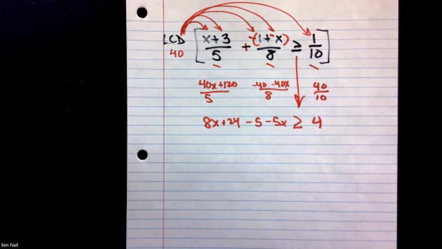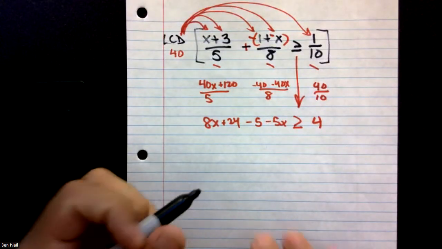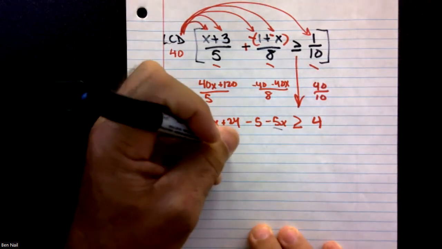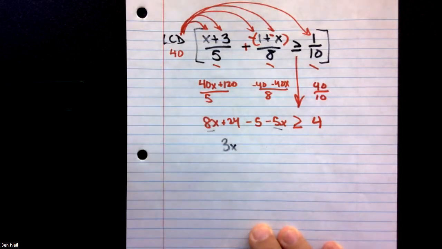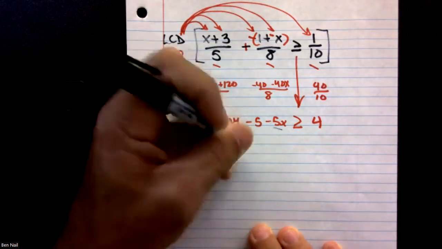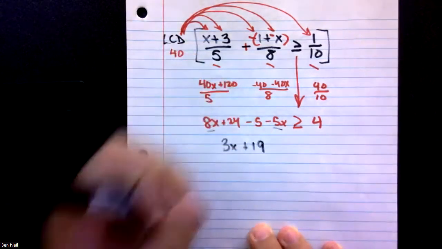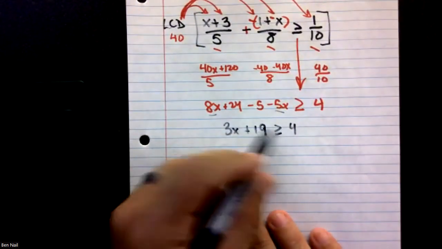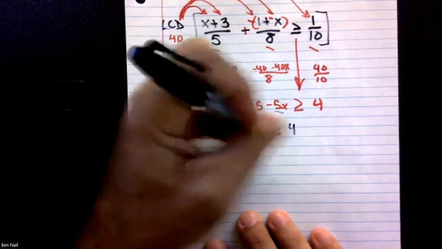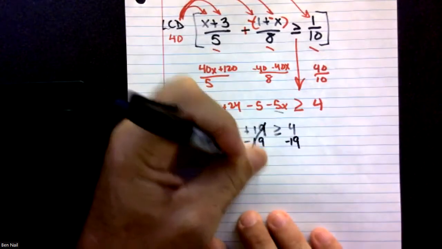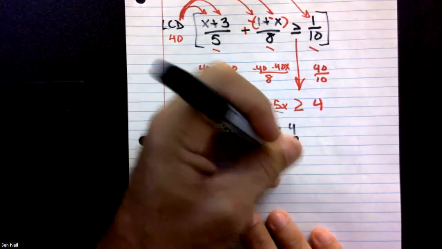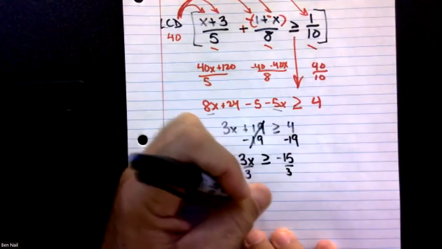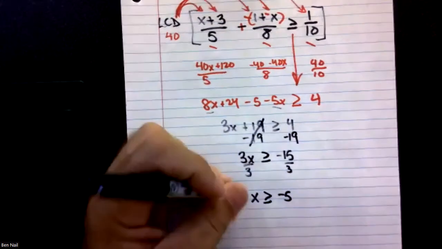Anyway, from here, it solves like a typical regular algebra problem. So we can combine our like terms. 8x minus 5x is 3x. 24 minus 5 is 19. If we need to get the 19 to the other side, we add the opposite, so subtract. 4 minus 19 is -15. Divide by 3. x is greater than or equal to -5.